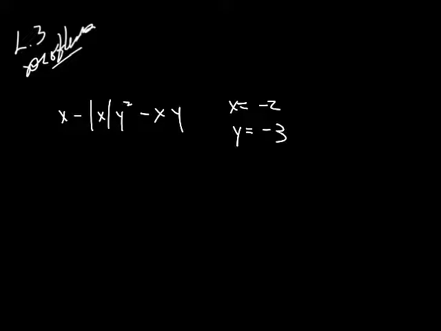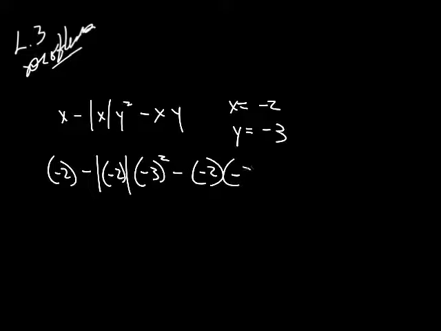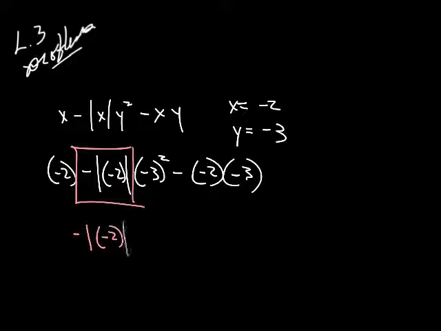So, -2 minus the absolute value of -2, -3 squared minus -2 times -3. So again, all those parentheses, but I'm going to focus primarily on what to do with that. So we have a negative absolute value of -2.